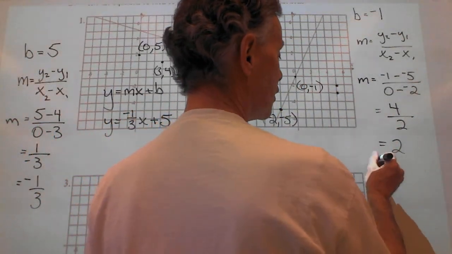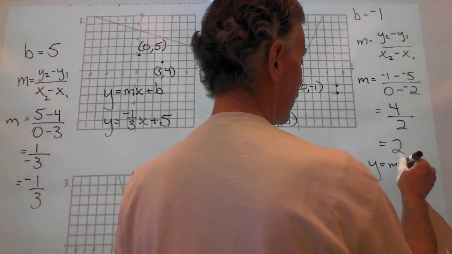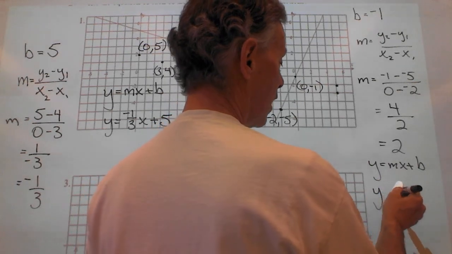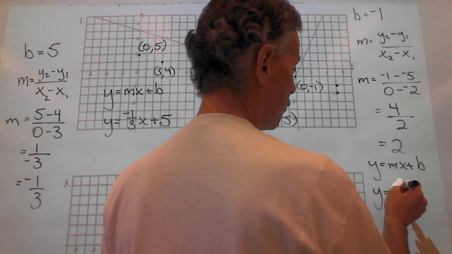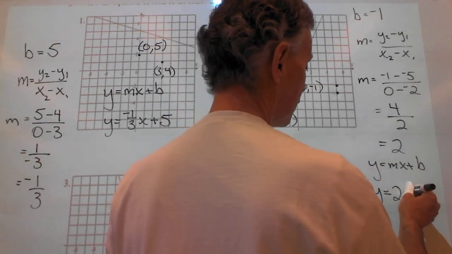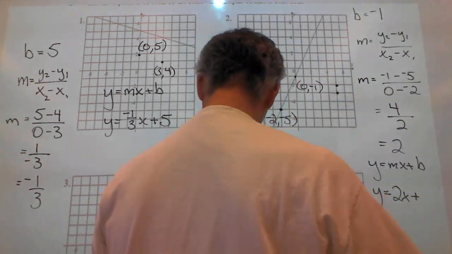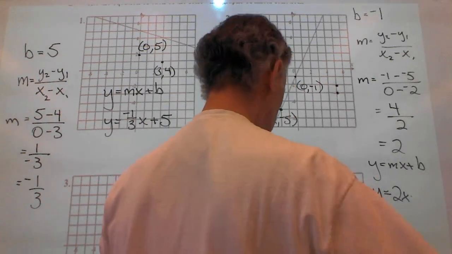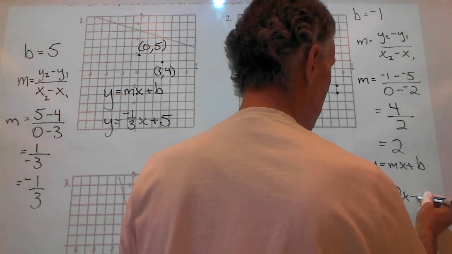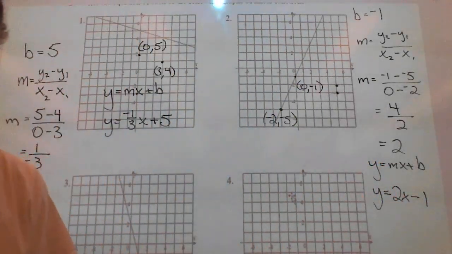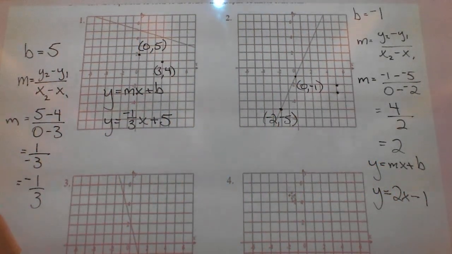So our equation in y equals mx plus b form becomes y equals the slope goes where your m is, 2x. Your y-intercept is negative, so minus 1. Okay? And there we go.